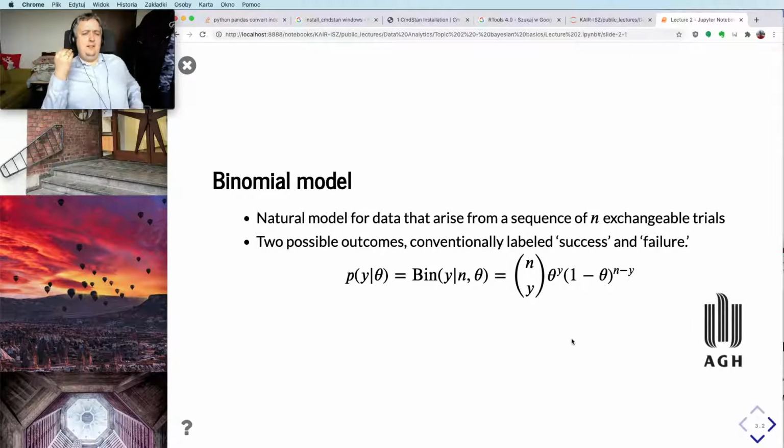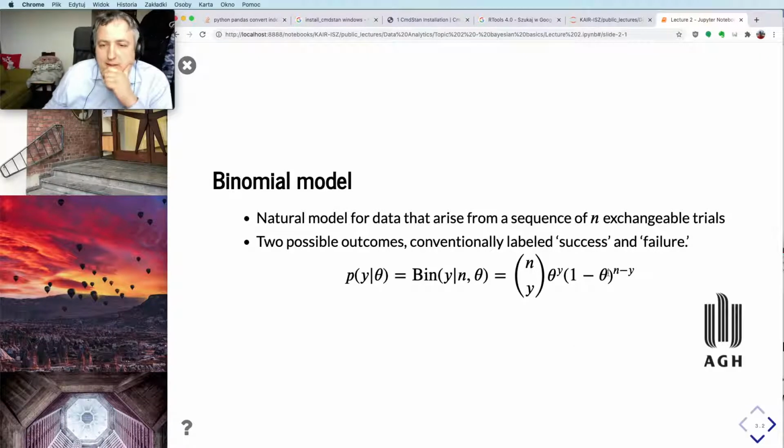And in a binomial model, we have very simple situations of trials or events that have binary results. Those binary outcomes are usually described as success or failure, because they describe whether something happened or didn't. And this is our model. The probability of this success, of course, is described by theta.